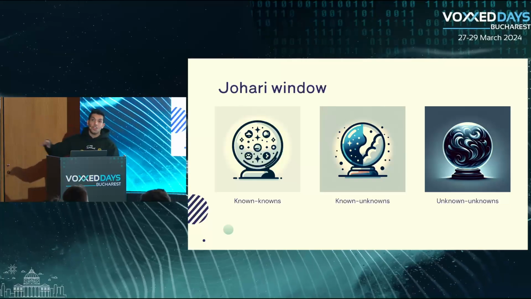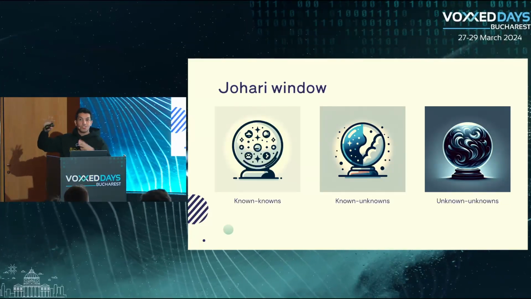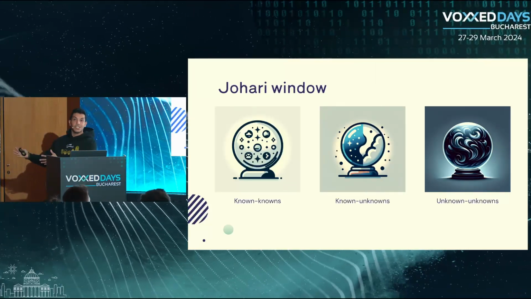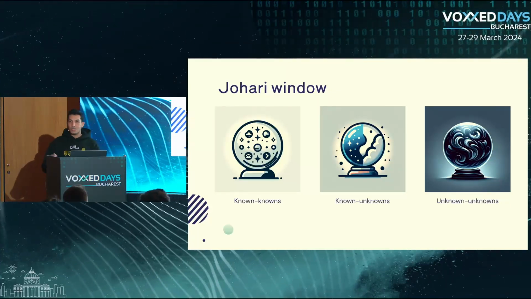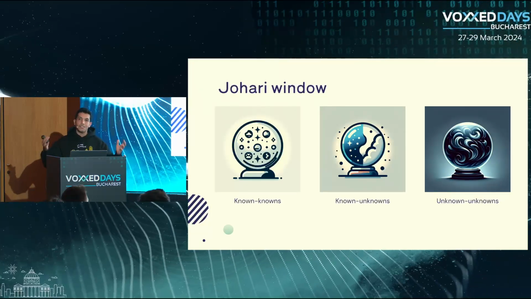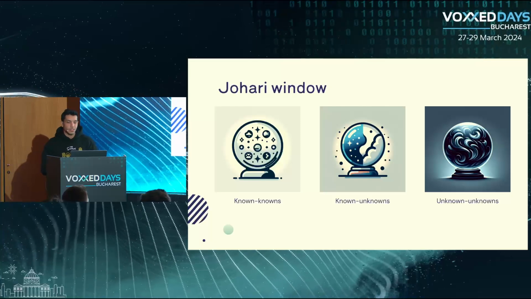And then we have the unknown unknowns. That's the source of most big outages. The things that we don't know and we don't notice until they become big outages. Things like memory leaks, security vulnerabilities and so on, which keep building up until they actually bring our system down.